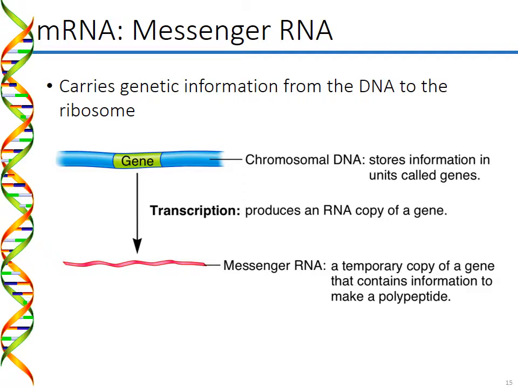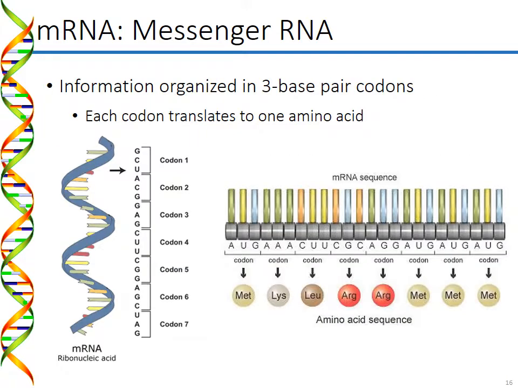mRNA is the molecule that carries the genetic information encoded in the DNA to the ribosome for translation. The gene that is encoded on the DNA is transcribed into mRNA, which is a temporary RNA copy of the information encoded on the gene. The information encoded on the mRNA molecule is organized into 3 base pair sections called codons. Each codon encodes for a single amino acid.